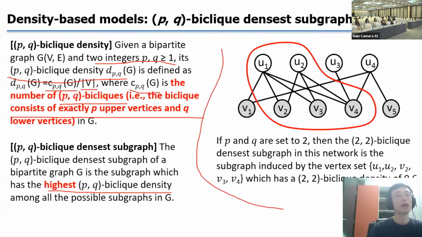For example, in this figure, if P and Q are set to 2, then the (2,2)-biclique densest subgraph in the network is this subgraph. The difference between the (P,Q)-biclique density and the previous density metrics is that it can be adjusted by adjusting the parameters P and Q.